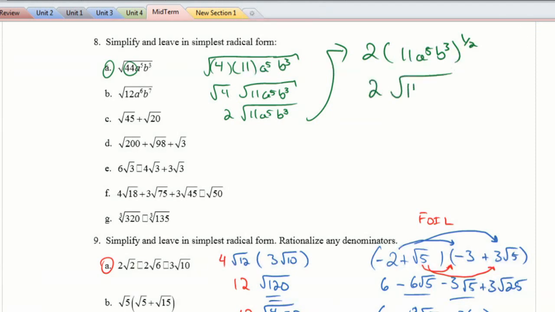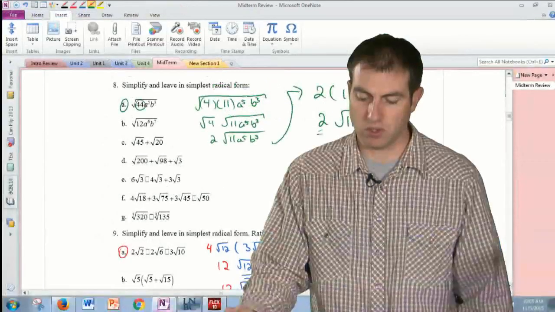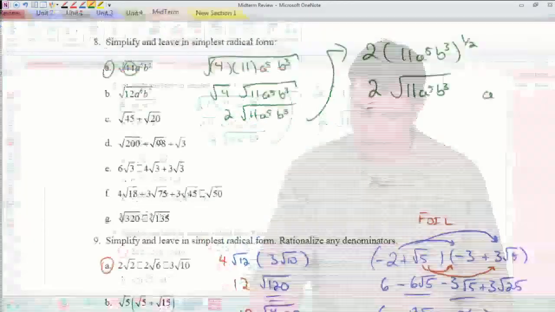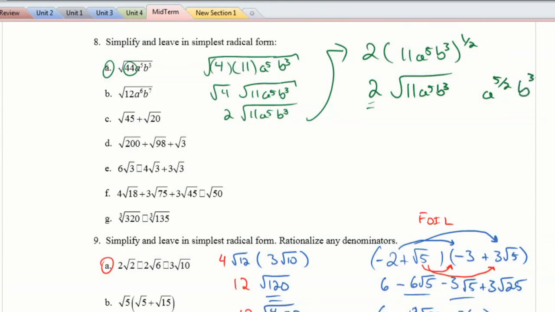Should be 2, probably root 11. I don't know what they've done with the a's and the b's. I would be happy with that. I have a feeling they haven't written it that way though. So I guess the important bit here is that you can simplify the 4. Writing it like that is good. Just can't really simplify it a lot further than that. So, I mean, you could go a to the 5 over 2 and b to the 3 over 2.